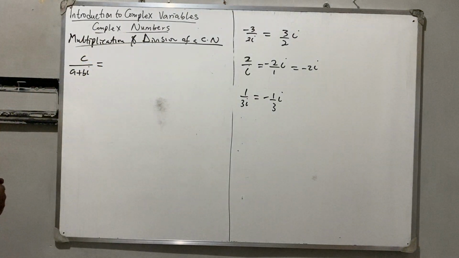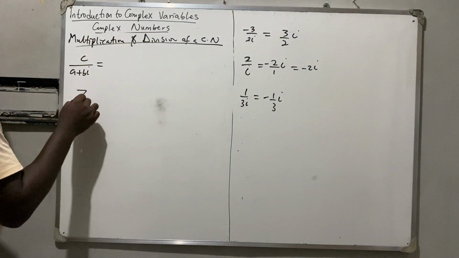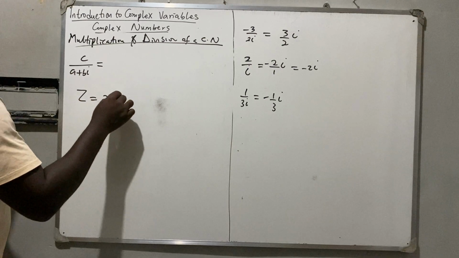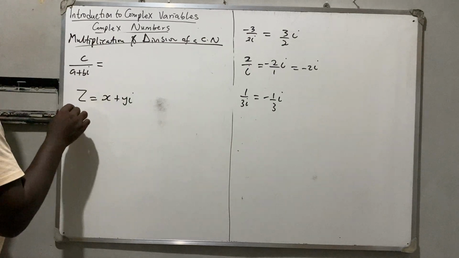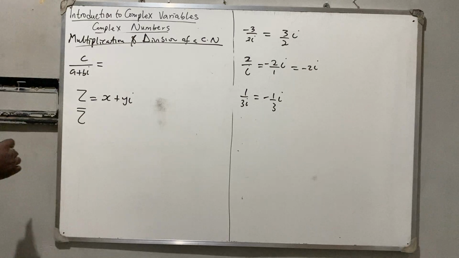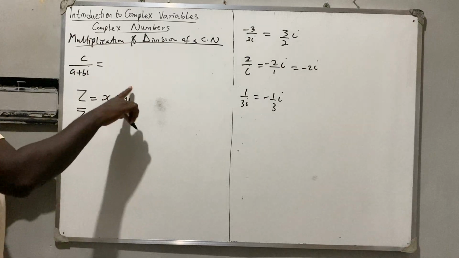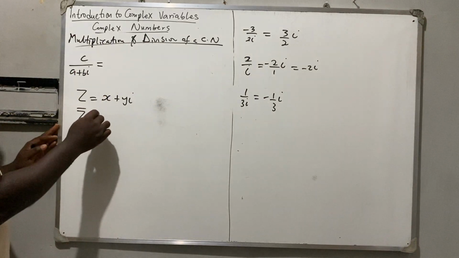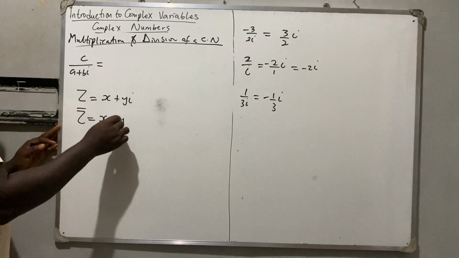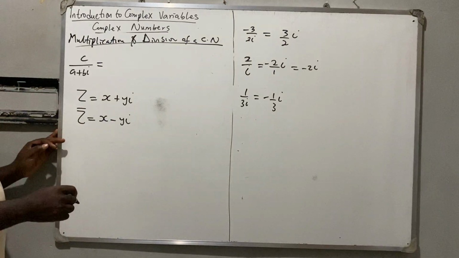Now the conjugate of a complex number z equal to maybe x plus yi is written as z bar, like this. This is what we know as the conjugate of a complex number. So z bar simply means change the sign of the imaginary part. Change the sign of the imaginary part. So this is going to be x minus what? yi. So this is the conjugate of this.